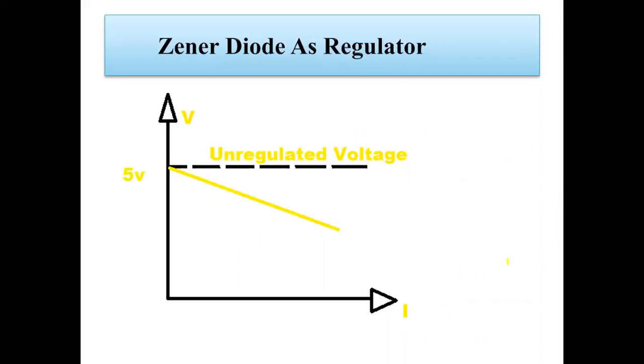In the normal diode, that can be used as a regulator. Here, if the line is dotted, then we can say that it is unregulated voltage. And here the Zener diode can be used as a voltage regulator. That's why it follows the curve that is shown in yellow color.